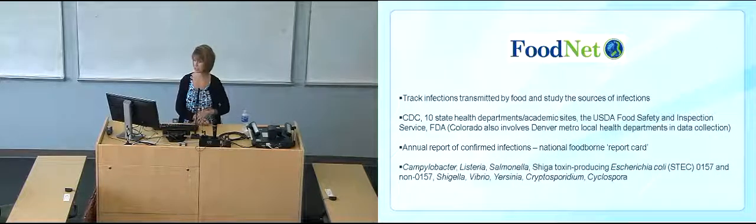So let me move on to FoodNet. FoodNet tracks infections transmitted by food, probably could have guessed that, and studies the sources of those infections. Again, it's CDC, the 10 states. In the case of FoodNet, there's some other partners and some other funders of this work. USDA, FDA are also involved. They produce this annual report called the National, sometimes referred to as the National Foodborne Report Card. I'm sorry Elaine Scallon isn't here, because Elaine used to work at CDC on FoodNet, so Elaine is a FoodNet expert. And there at the bottom, you can see the list of FoodNet enteric pathogens that are under surveillance.